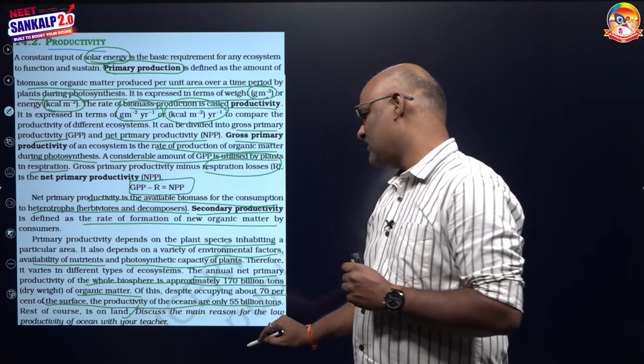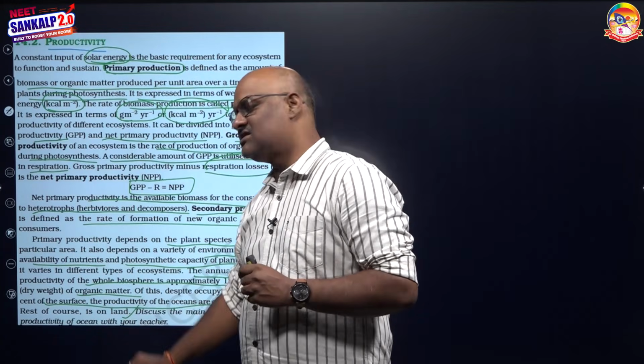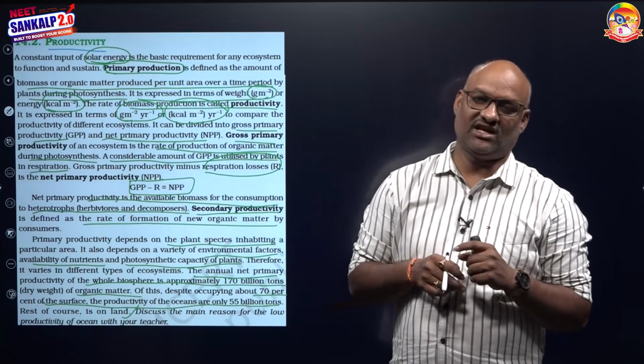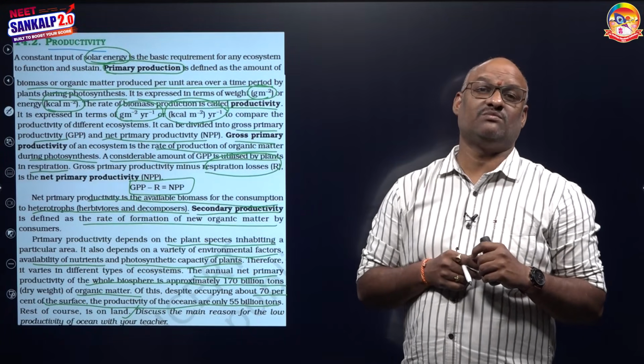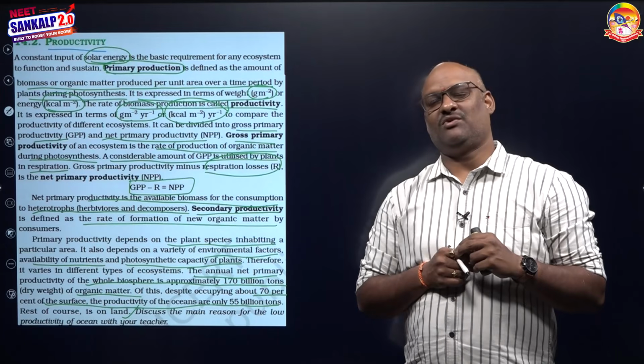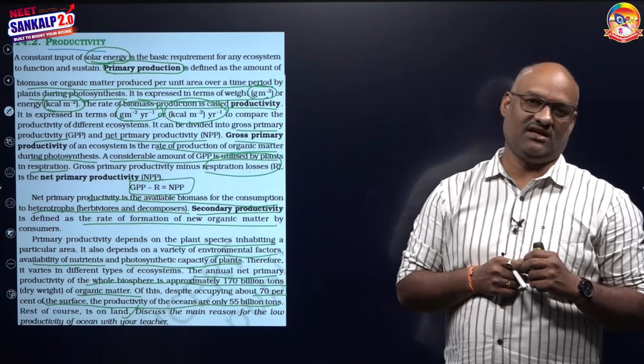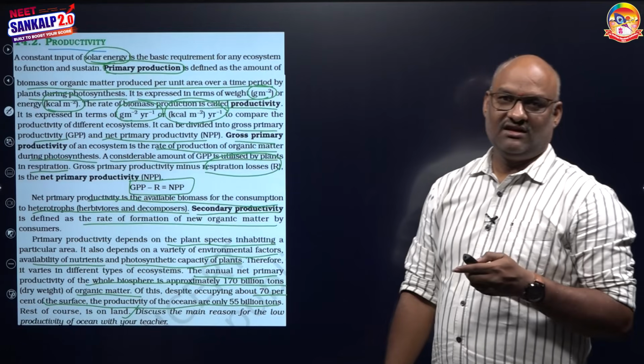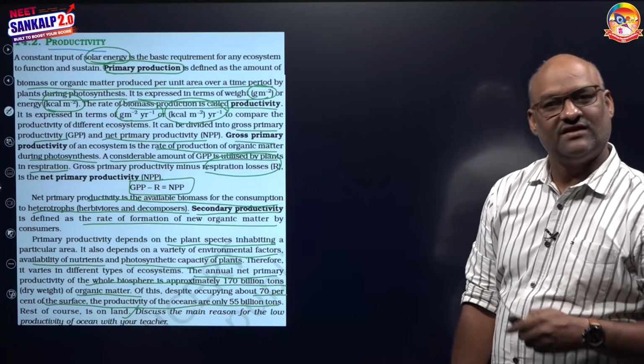The main reason for the low productivity of the ocean is the non-availability of sunlight. So sunlight, or light, is the most important factor which decides the productivity here. Okay. So that's about the different types of productivity in the first basic component of the ecosystem.